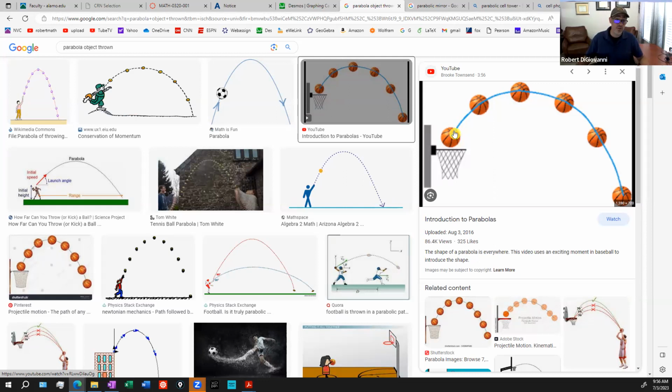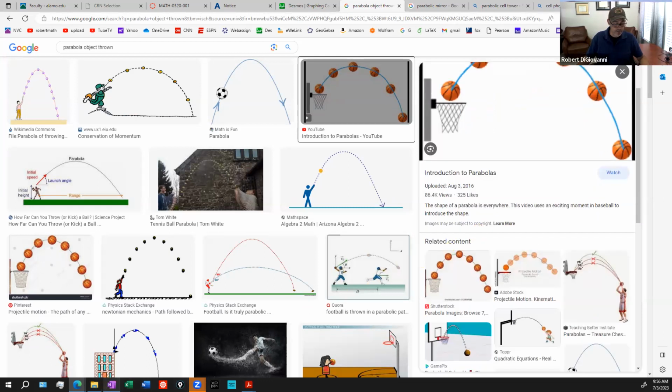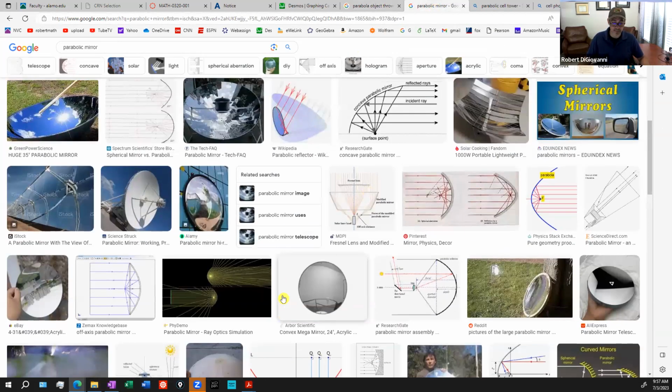So quadratic functions are extremely important in the real world because we can actually predict where things are going to be. Once we know what the function is, we can predict where that ball is going to be at every point in time. Another application of this is satellite dishes.